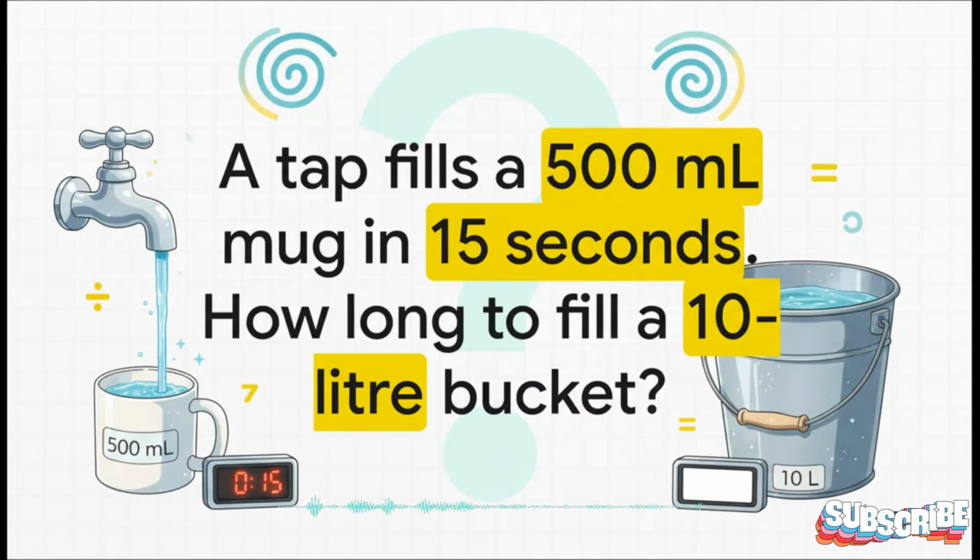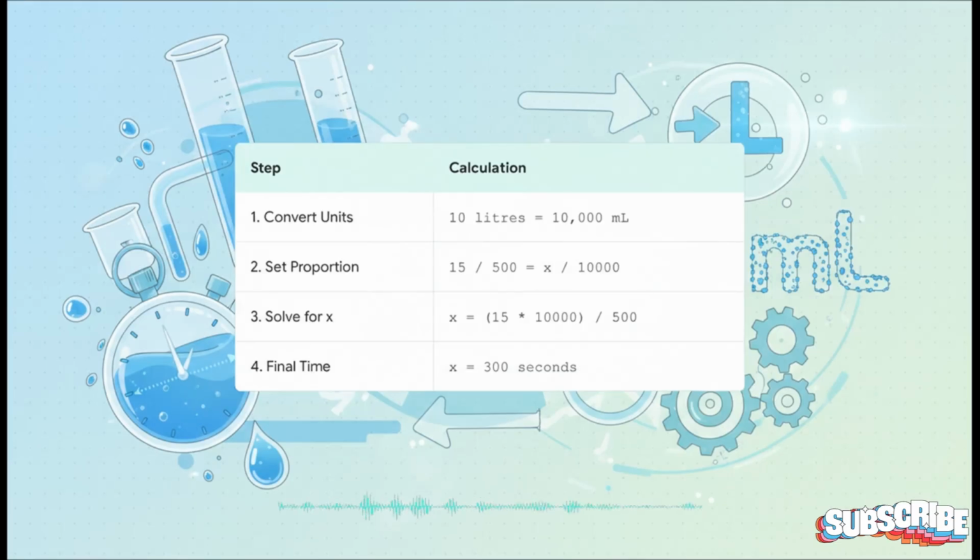Next up, a classic problem you've probably wondered about yourself. We know how fast it takes to fill a little mug, but what about a big, big bucket? We can use proportionality to figure it out without just standing there with a stopwatch for ages. Now, the absolute key here is making sure our units are the same. You can't compare milliliters to liters directly. That's a trap. So first, we convert 10 liters into 10,000 milliliters. Now we can set up our proportion, solve for our unknown time, and boom. The answer is 300 seconds, which is exactly 5 minutes.